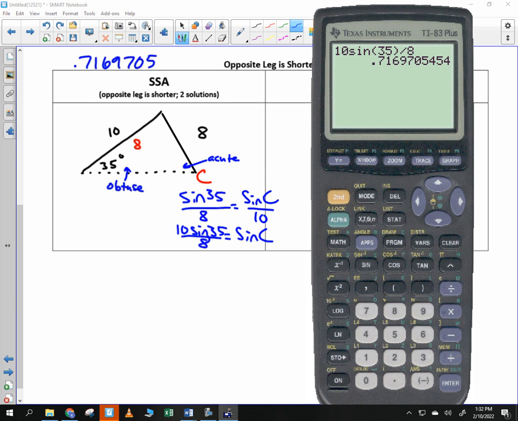Am I solving for an angle or am I solving for a side? An angle. So what would you do to solve for the angle? Inverse. Now right now you guys are like, Mr. Gens, I don't get the big deal because I know how to do this whole problem. Oops, I pressed sine of that. That was really bad. We'll go sine inverse of 0.7169705. And I get 45.8. Is that the acute or the obtuse? It's the acute. The acute angle is 45.805.